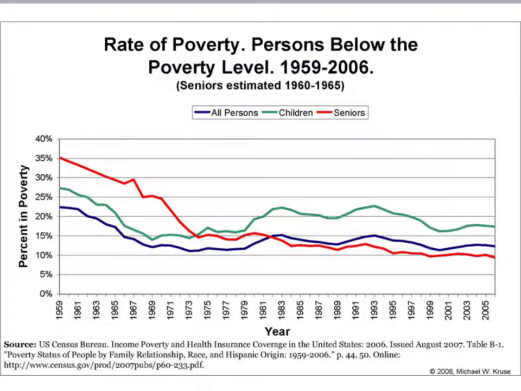So we look at everyone in blue, and then we have the children in green and seniors in red. So notice, seniors was the biggest. There was a lot of seniors in poverty in the 50s, and that's been declining pretty steadily over time. And same thing with children. We had a lot of children in poverty in the 60s, and it declined some, but has not been as steady in terms of the trend.